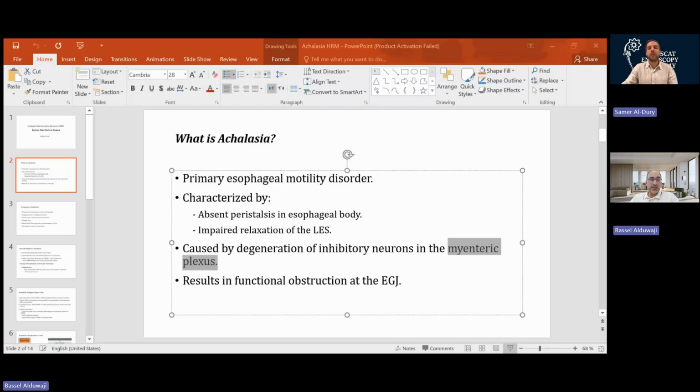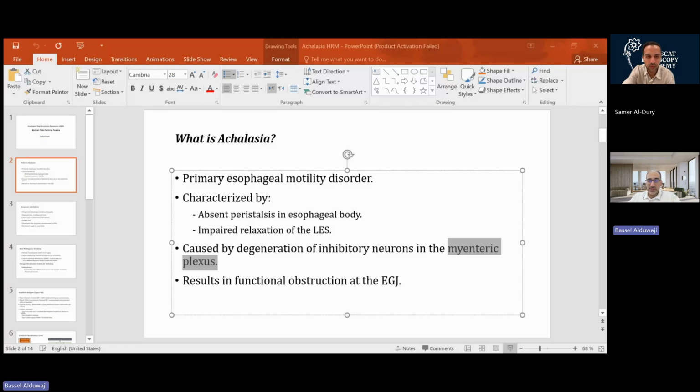Okay, and in type 3, again, there should be an elevated IRP, and more than 20% of swallows should have premature contraction, or what we call spastic contraction. It means that the distal latency should be below 4.5 seconds.